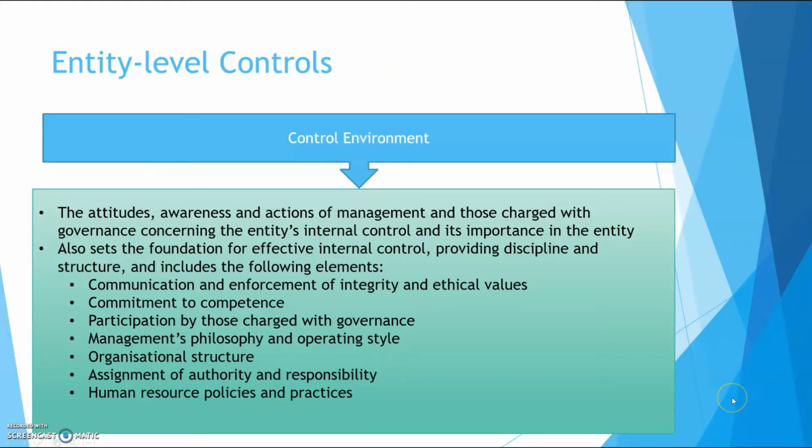So we jump into the first area, the control environment. This is the attitudes, awareness, and actions of management and those charged with governance concerning the entity's internal controls and its importance to the entity. Now, this can be demonstrated in a number of different ways. So for the first one, communication and enforcement of integrity and ethical values. This can be as simple as the CEO speaking to people, reminding them to act ethically, act appropriately.